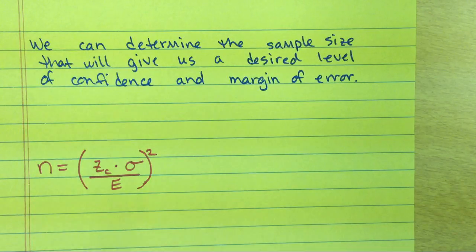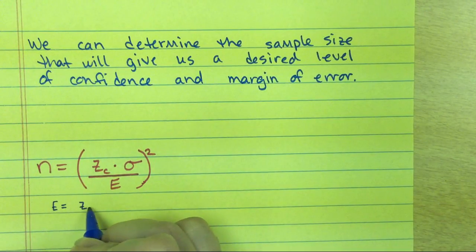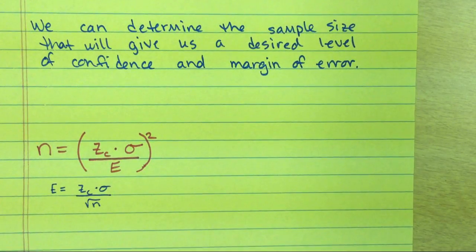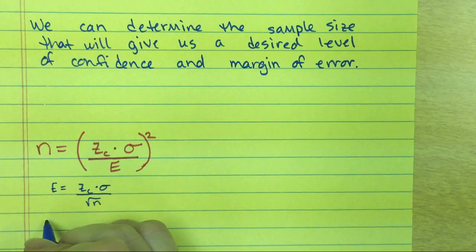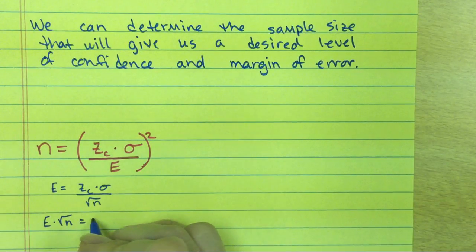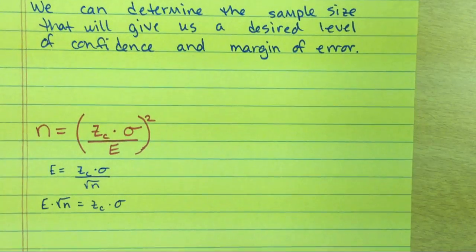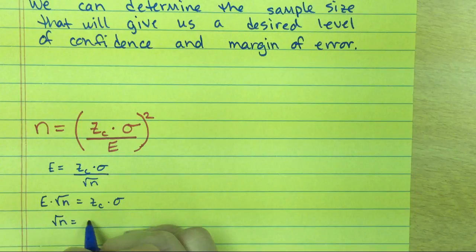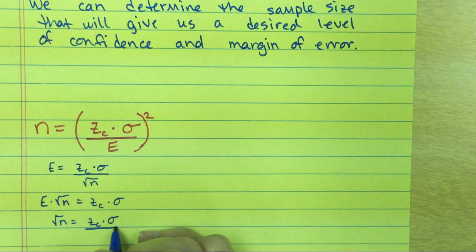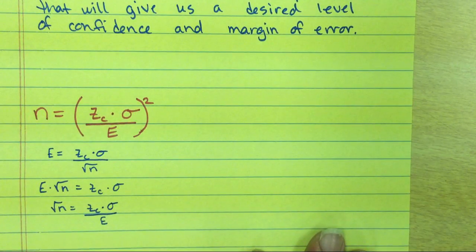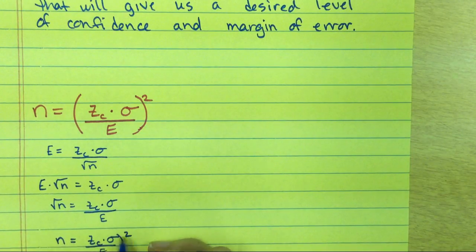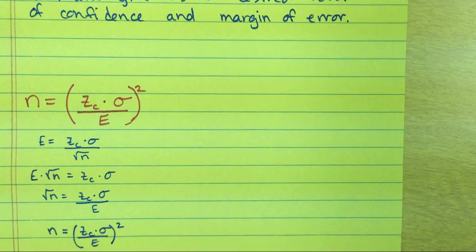I'll show you that. If we started with e equals z sub c times sigma over square root of n, and then you multiply both sides by square root of n, so now I have e times square root of n equals z sub c times sigma. And then, since I'm solving for n, divide by e, so square root of n equals z sub c times sigma, divide by e. And then to get n without the square root, square both sides, I get z sub c times sigma over e, squared. So that's the reason that formula works.